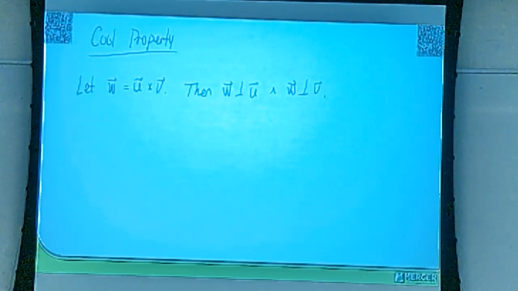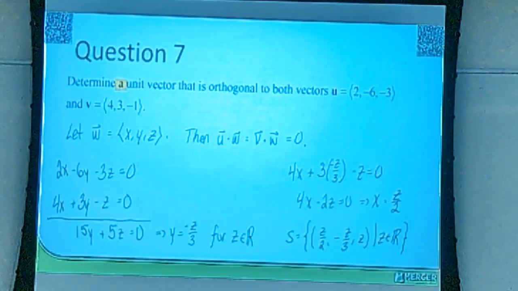Just say W is the cross product of U and V, then W is orthogonal to both U and V. Which means for this problem, we're just taking a cross product. And in general, it follows the right-hand rule, at least for the direction.